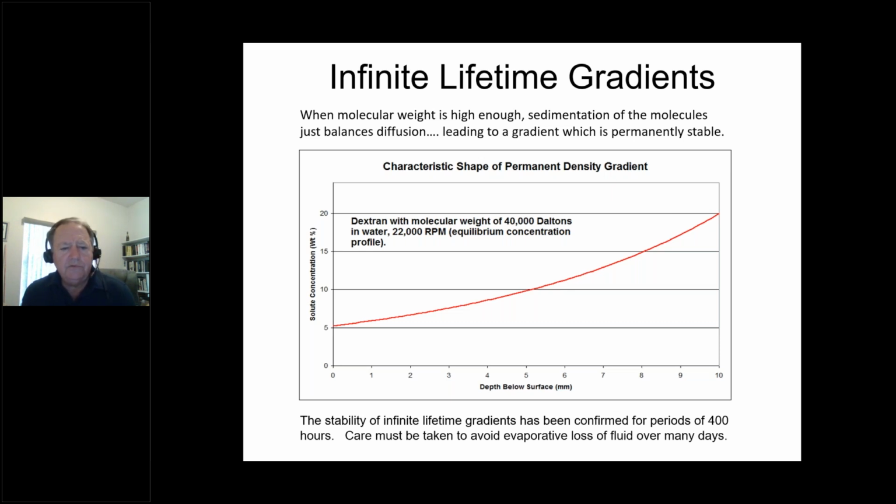This is a gradient that's formed from a dextran with a molecular weight of 40,000 Daltons and spinning in a disk at 22,000 RPM. This is a calculated result, but we've used it and we know that it's pretty close. This is thermodynamically stable. It doesn't degrade over time at all because the G-force in the centrifuge is just enough to balance the diffusion upward of the more concentrated dextran, and the two processes completely balance, and the gradient is indefinitely stable. This particular gradient I've tested for periods of 400 hours with no degradation at all. The only problem is that you have to be careful to not lose water over many days by evaporation.